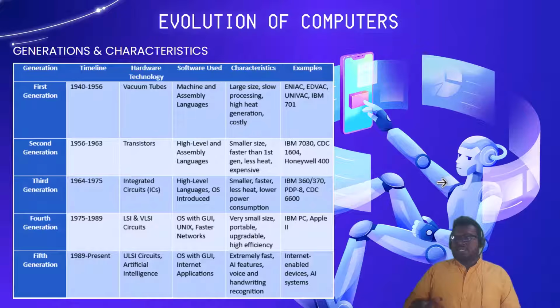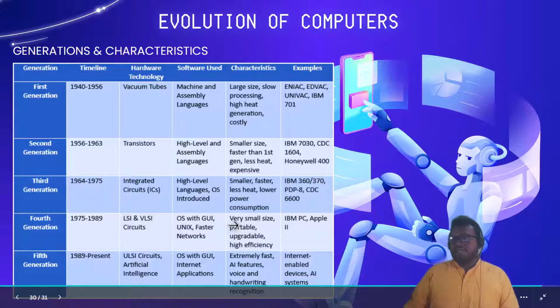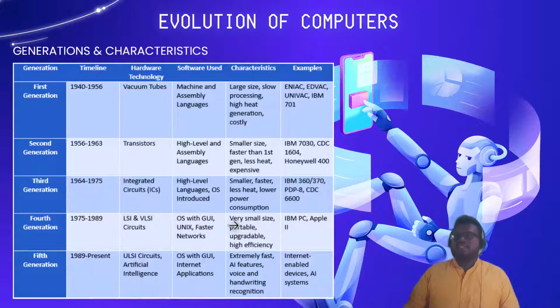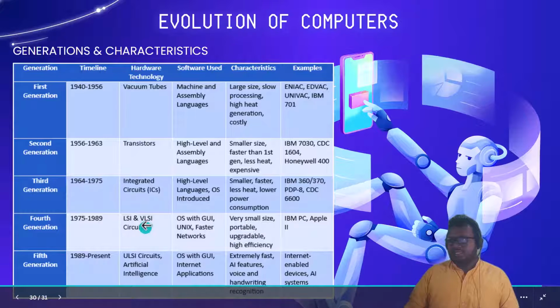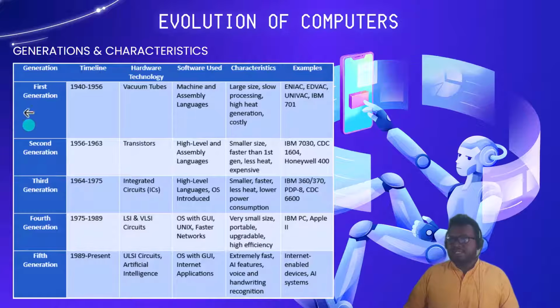And here is a summary of the generations in a table. These are the generations and the characteristics of the generations. I have simplified the table, so you can refer to this table to remember the generations and their characteristics.